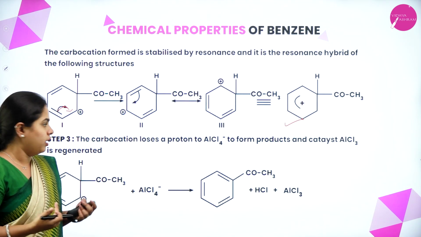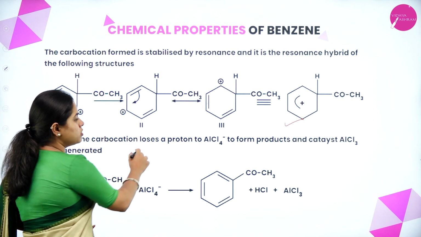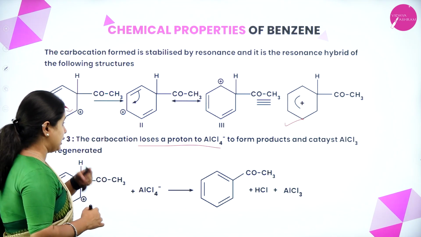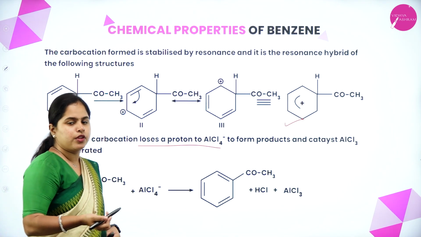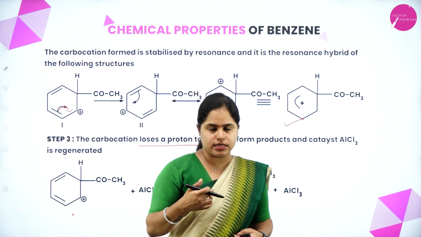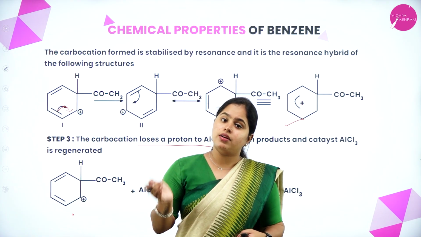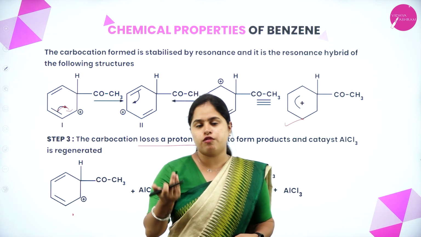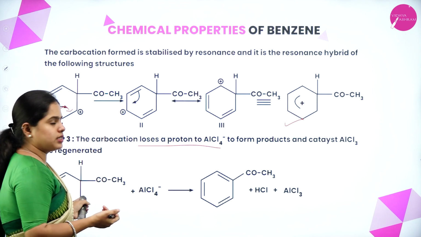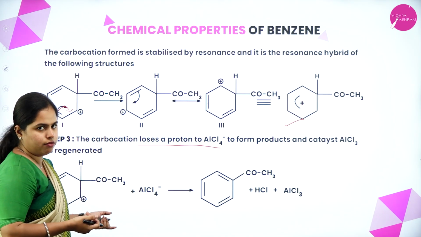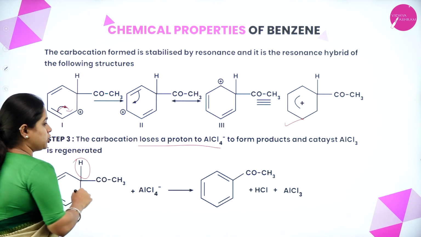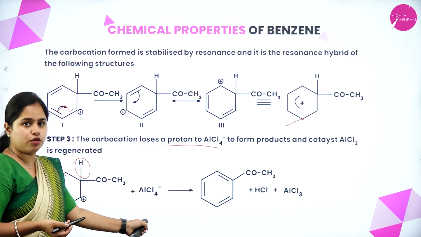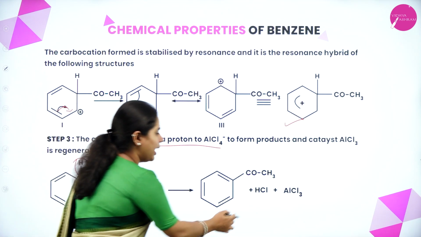What is the next step then? Let's see. The carbocation loses a proton to AlCl4 minus to form products, and the catalyst AlCl3 is regenerated. Anhydrous aluminum chloride is our catalyst, so that will be regenerated. How? Because of the losing of a proton. As you can see here, this is your carbocation. From the carbocation, this H plus will be removed, and it will combine with one of the Cl minus and form HCl.